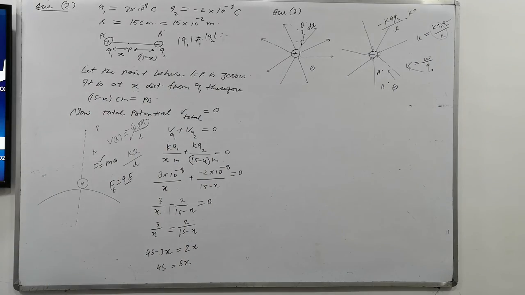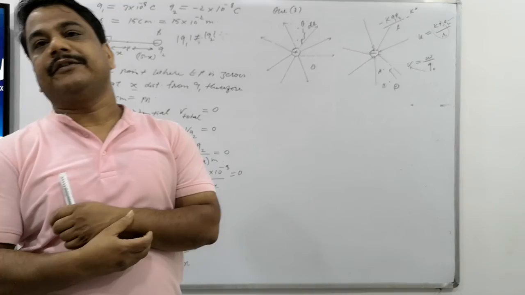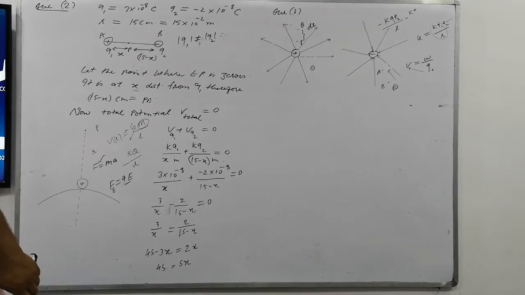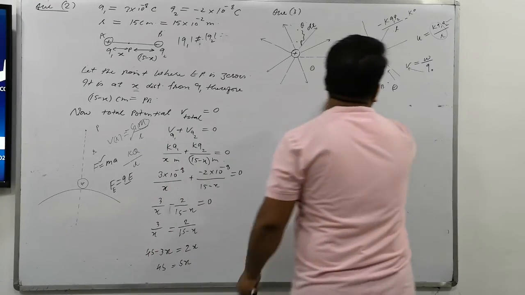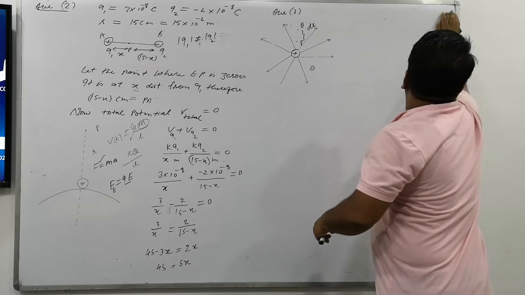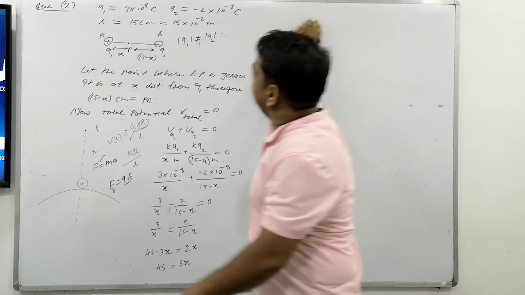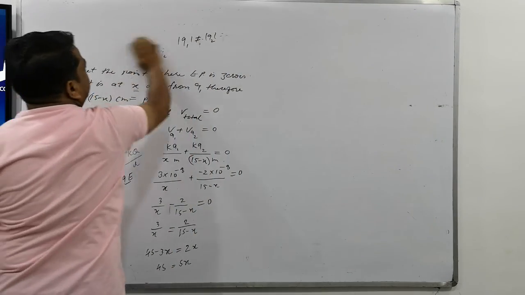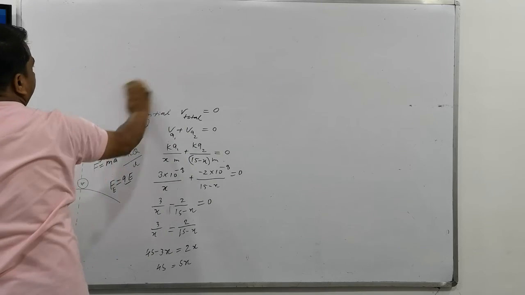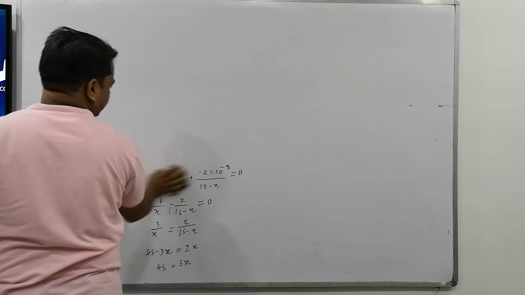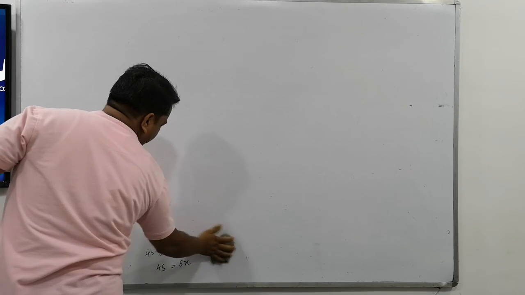Now look at the next question please. The equipotential surface is to be drawn here. Equipotential surface. Just write the question here. Draw the equipotential surfaces. Assignment I am giving you. Draw the equipotential surfaces due to a system of two equal and opposite charges.